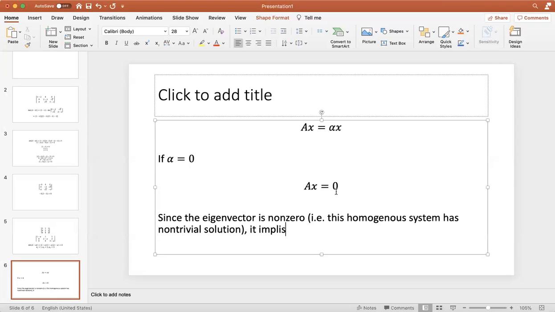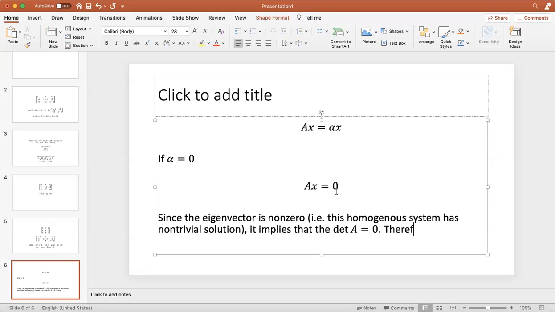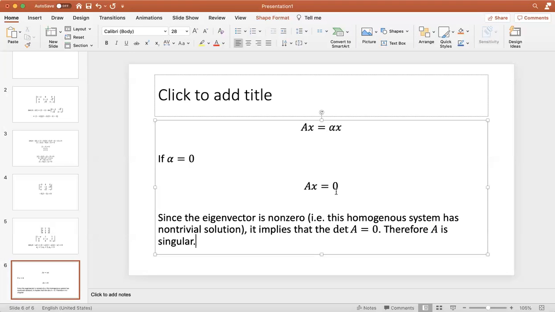It implies that the determinant of A is 0. Okay? And therefore A is singular. Okay?